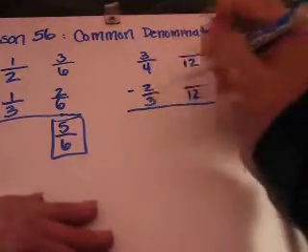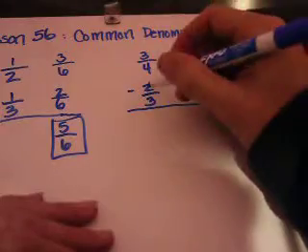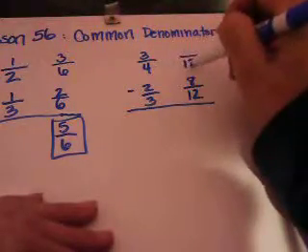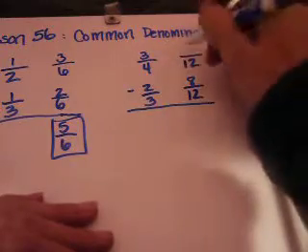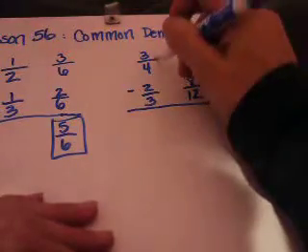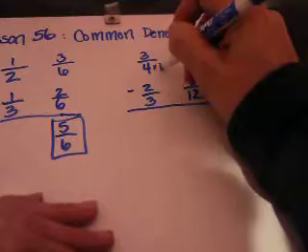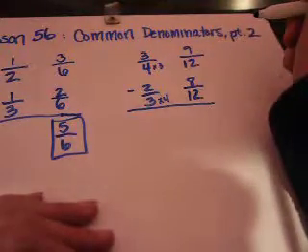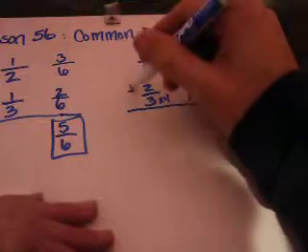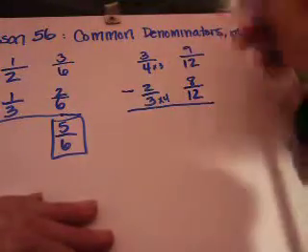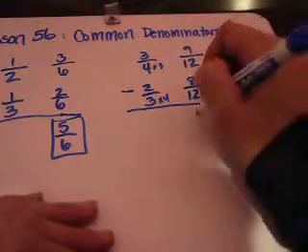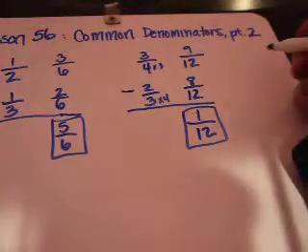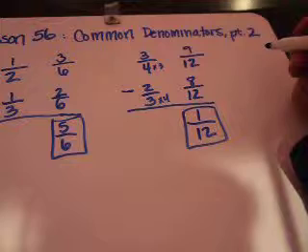So 3 times 4 is 12, so 2 times 4 is 8. 4 times 3 is 12. So 3 times 3 is 9. Now if you get confused or mixed up, you can always write this in here to help you, just with a little prompt. And it's subtraction. So 9 minus 8 is 1/12. And I like that because we don't need to reduce it. And so we are done.